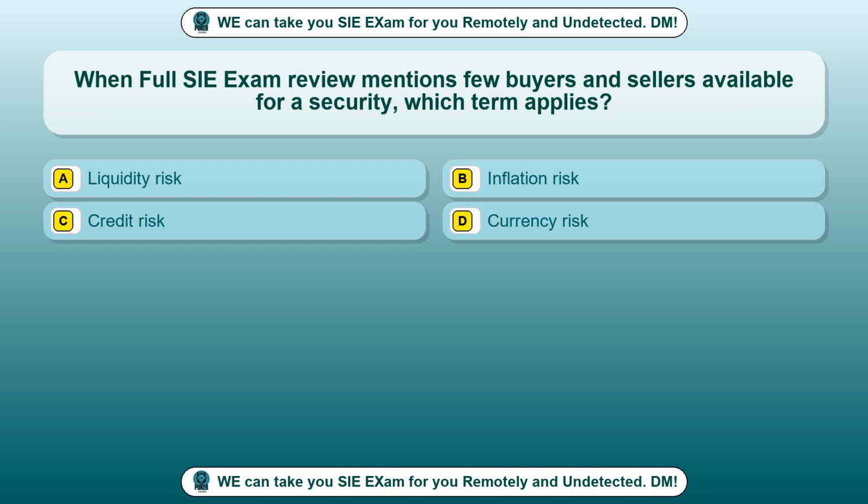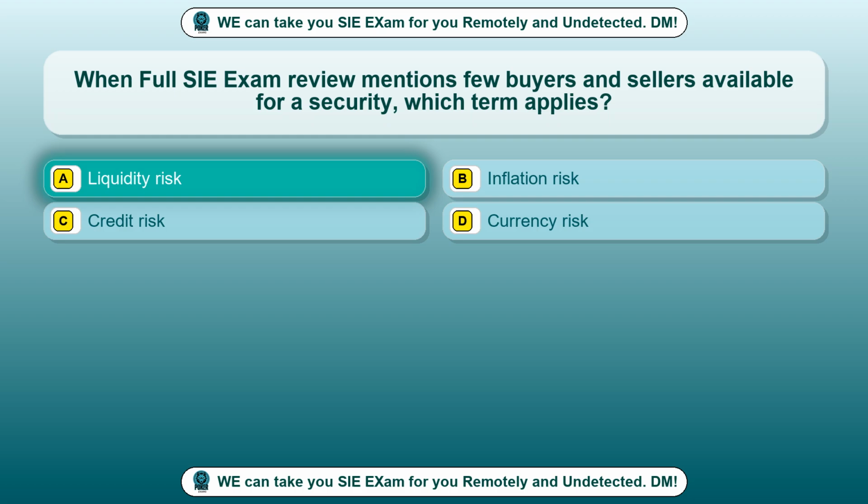Question 2. When full SIE exam review mentions few buyers and sellers available for a security, which term applies? Option A, liquidity risk. Option B, inflation risk. Option C, credit risk. Option D, currency risk. The correct answer is option A, liquidity risk.